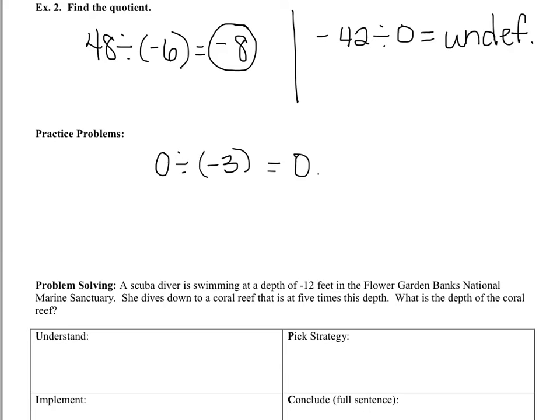And the way that I remember it is that a division sign written like this can also be written using the vinculum, the fraction bar. If we take a peek at these two examples, -42 divided by 0 could be written as -42 over 0. And 0 divided by negative 3 could be written as 0 over negative 3.